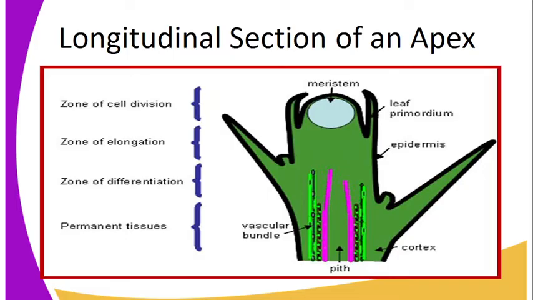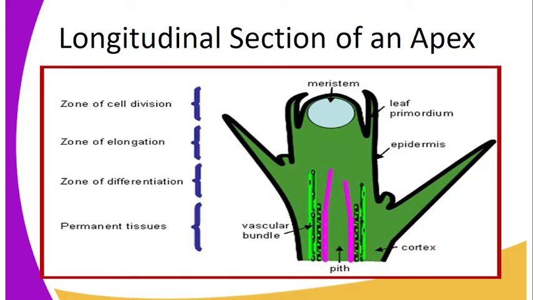The next stage is the zone of elongation. In this region, the cells expand and enlarge and hence increase in volume. Are we together? So after the zone of cell division, we have the zone of elongation, whereby the cells enlarge and increase in volume.